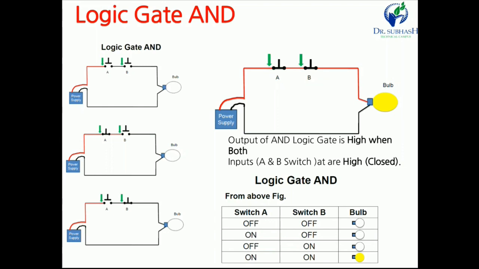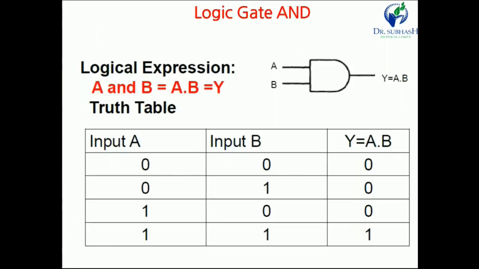So let's draw one table, and this table is known as a truth table. Now this is the symbol of the AND gate. Here we give two inputs, A and B, but more than two inputs is also possible in all these logic gates. The AND gate and OR gate can have more than two inputs, but in the NOT gate there is only one input.